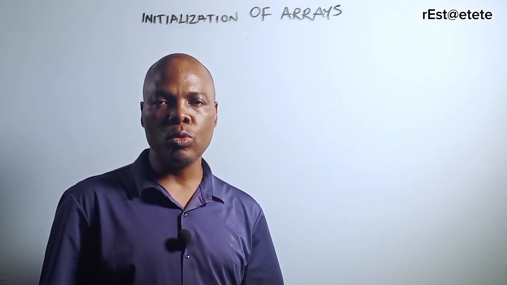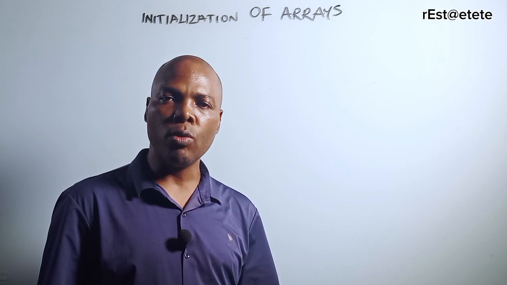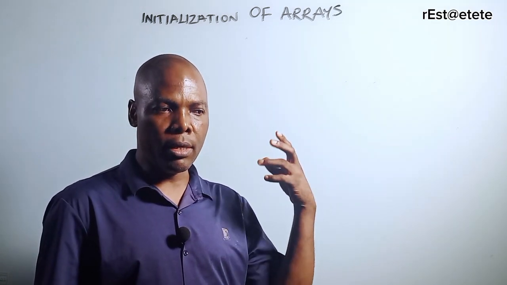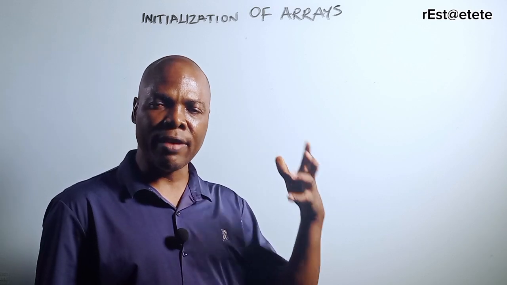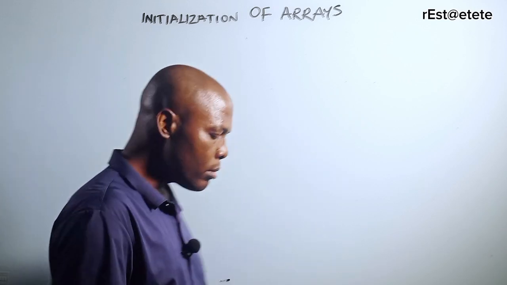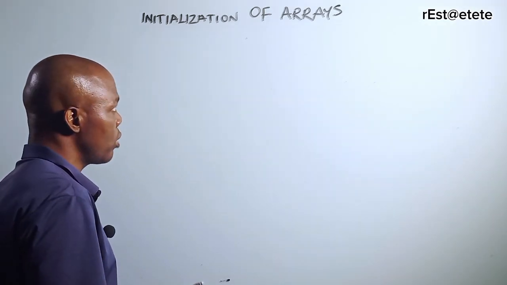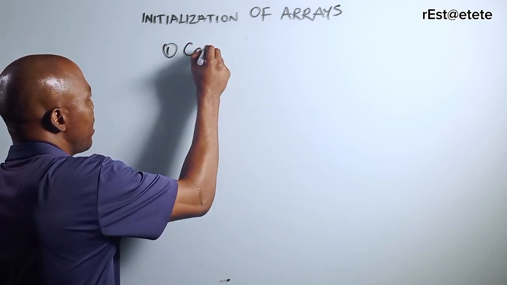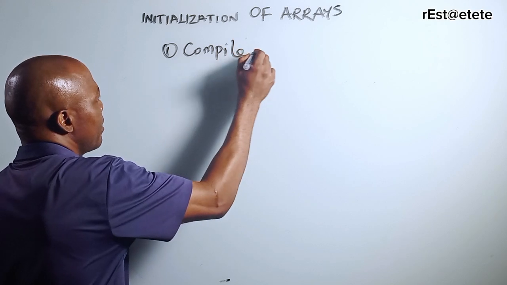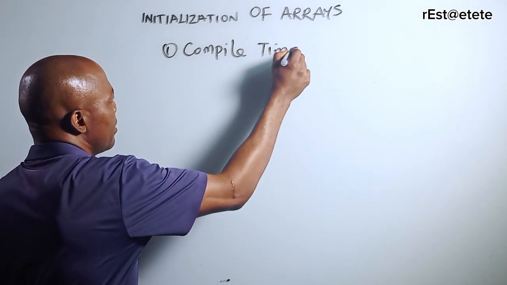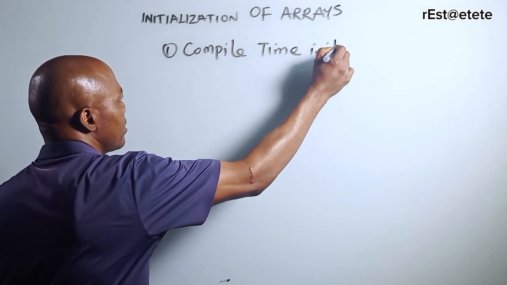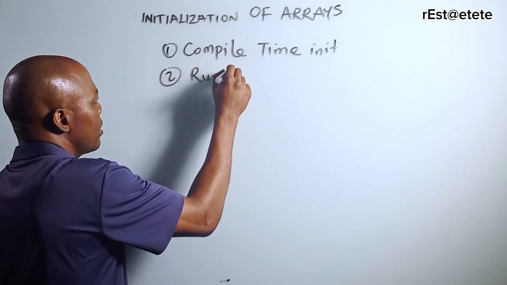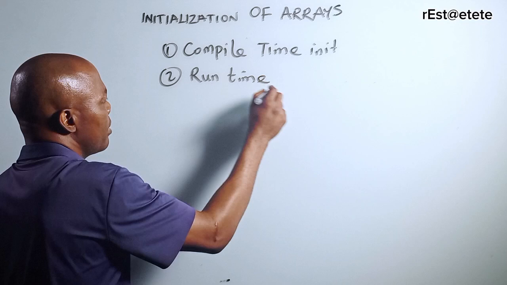Now there are two major ways you can initialize an array, right? Initializing an array depends on where the values are coming from. So the two major ones I'm going to use here are what? The first one is compile time initialization, right? And then the second one is run time initialization.